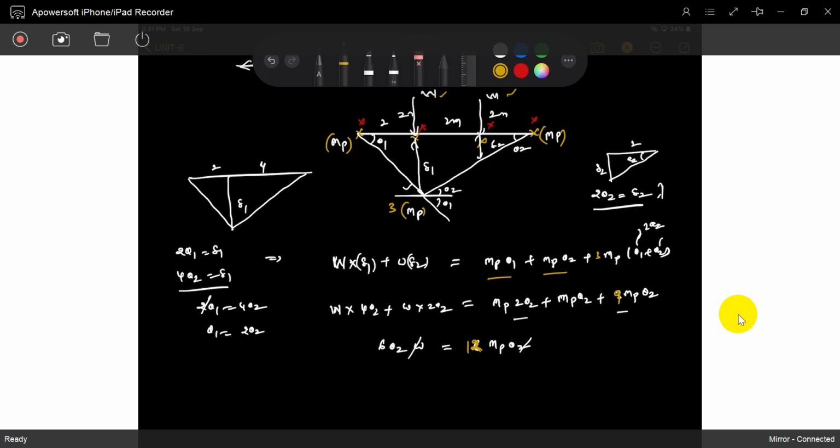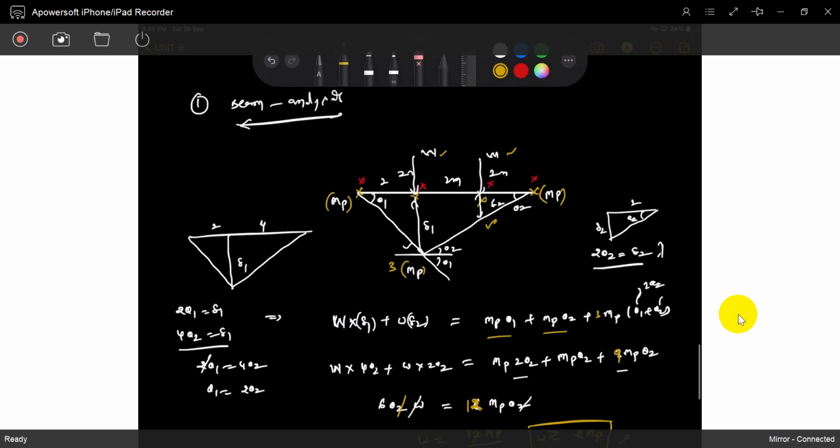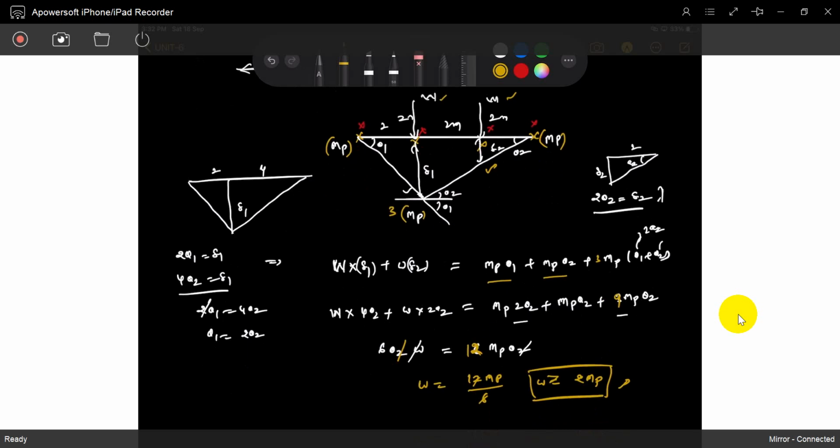So theta cancels. What is W? 12 MP by 6, it's 2 MP. If W is 2 MP or greater, it fails. That's it. Otherwise you can check the hinge formation at this location also. You will get the same value, because those are the two same loads placed at equal distance from the supports. It looks symmetrical, so you will get the same value. That is the beam analysis.